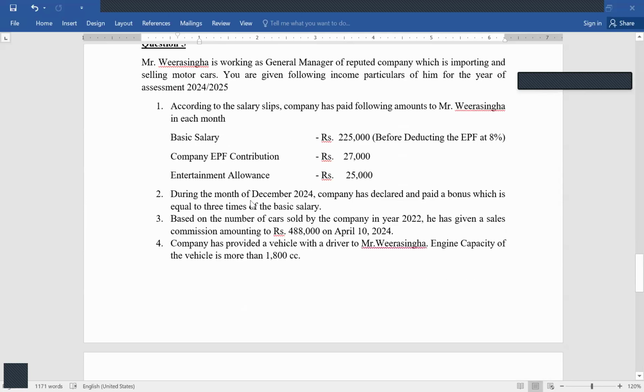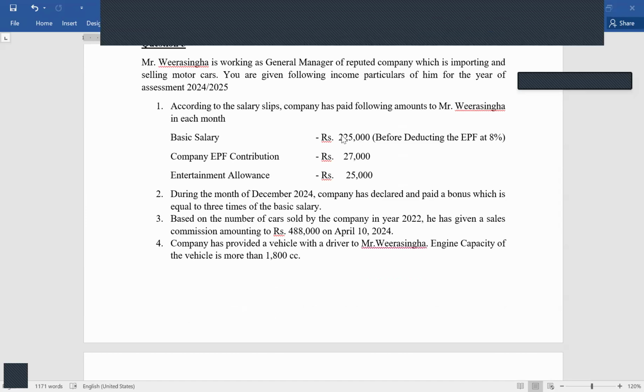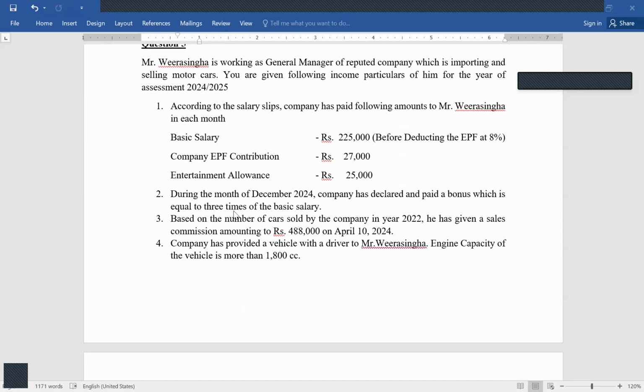Then during the month of December 2024, company had declared and paid a bonus which is equal to 3 times of the basic salary. So now you have given the basic salary. You can multiply this basic salary in 3 because it is equal to 3 times. So you should calculate the amount of bonus. Bonus amount එක දීලා නැහැ. You should calculate the amount of bonus.